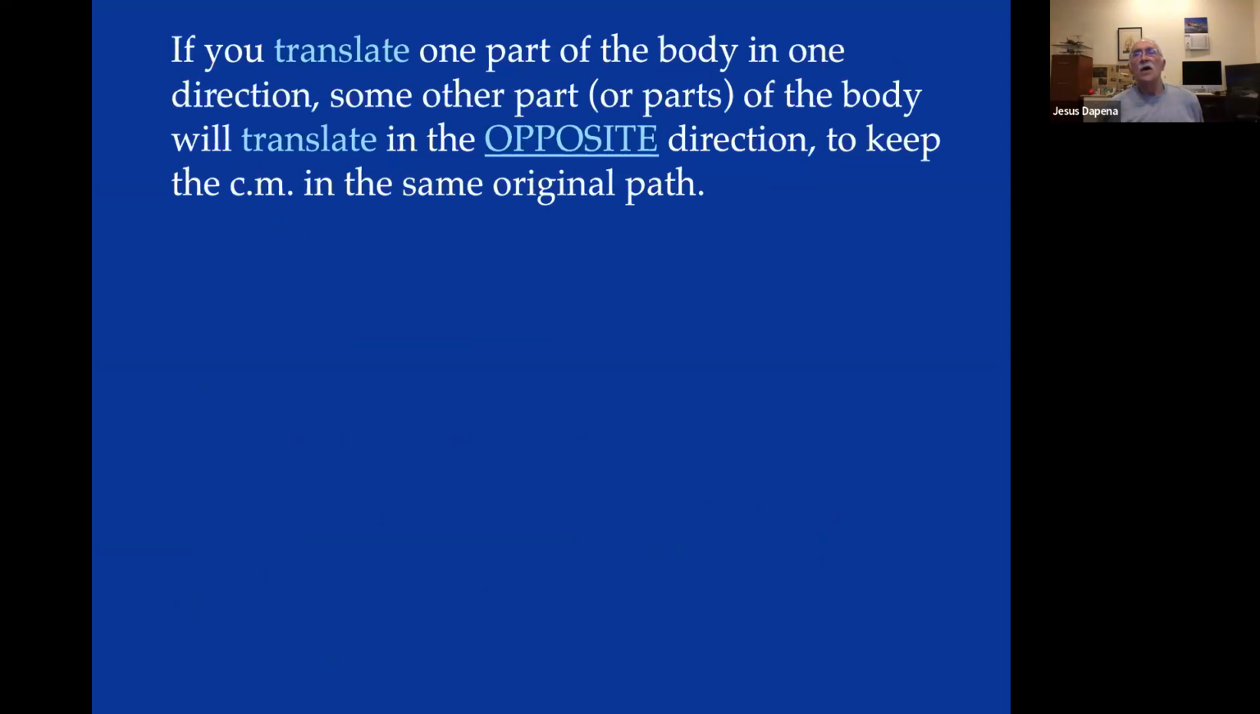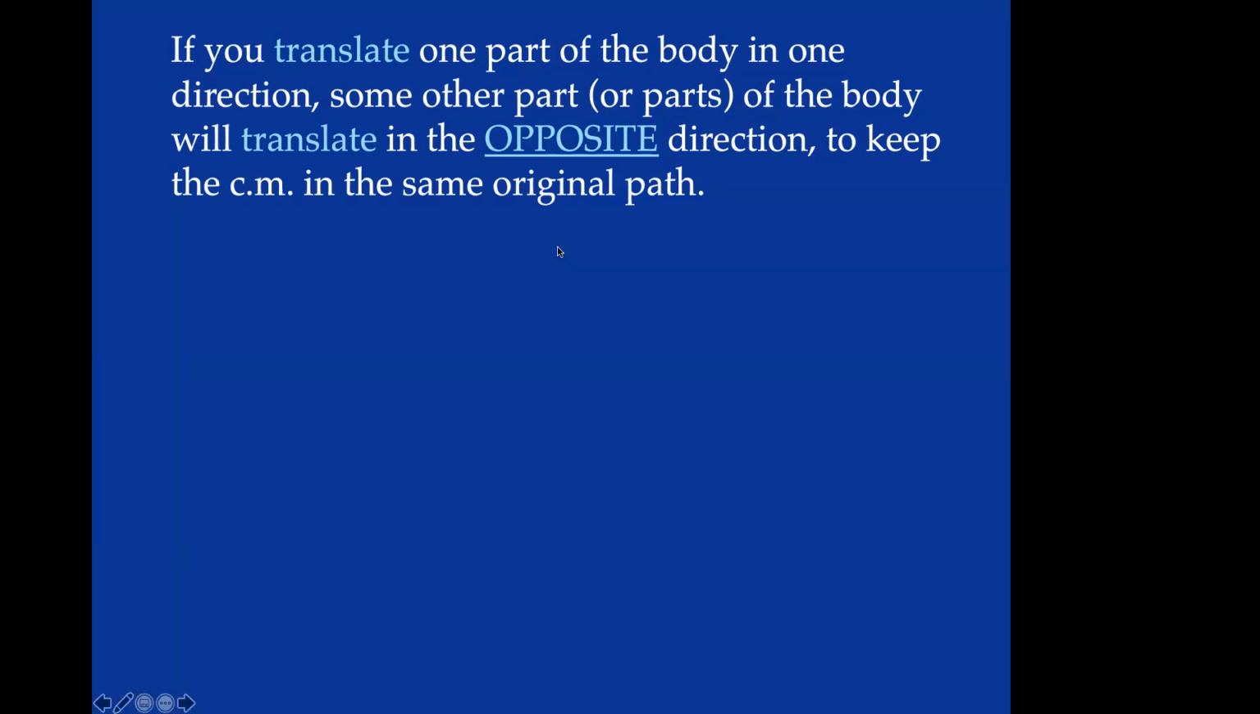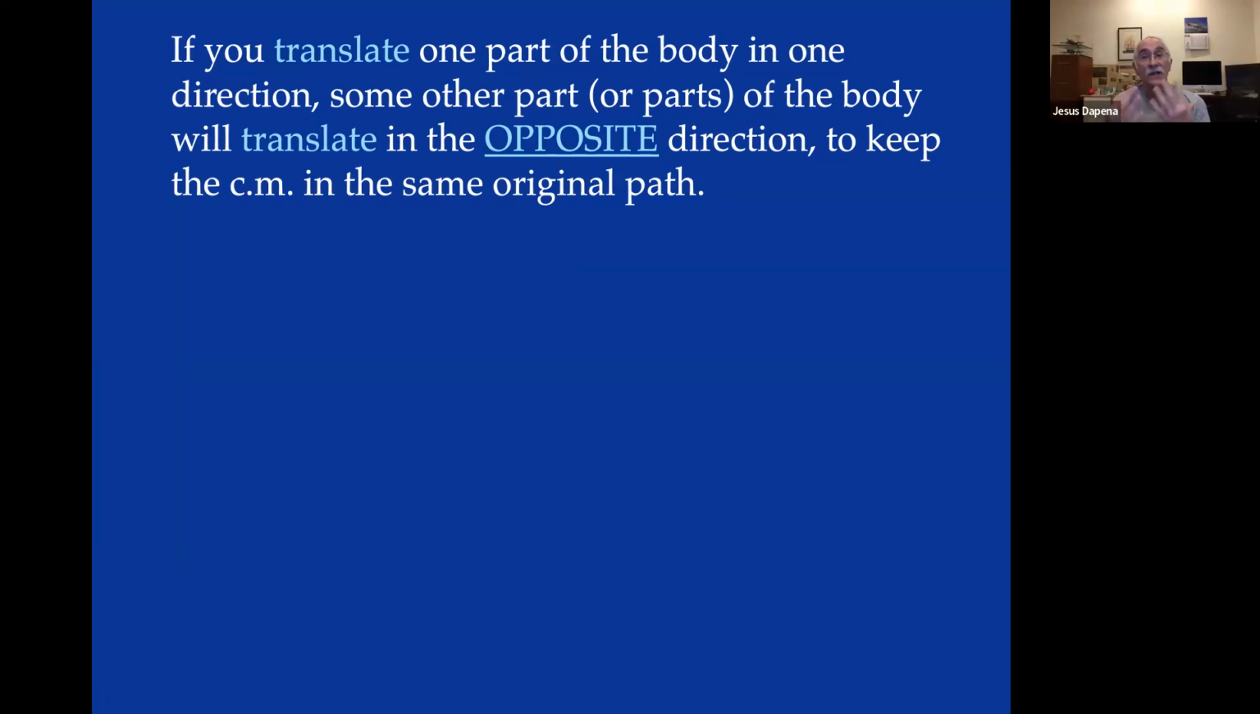Okay, so in the air, if you translate one part of the body in one direction, some other part or parts of the body will translate in the opposite direction to keep the center of mass in the same original path. So if I take off from the ground and I lift my arms way over my head, the rest of my body will go down a little bit to compensate to keep the center of mass in the same place. So here we're talking about translation, right? Translate up or down, left or right. It's translation, not rotation.